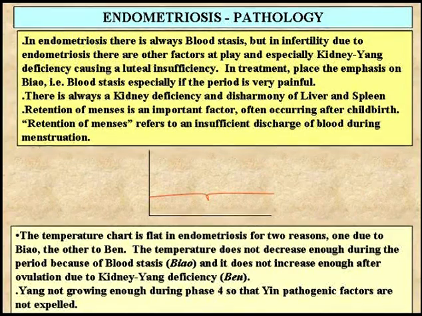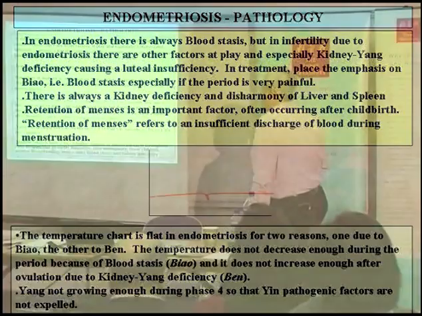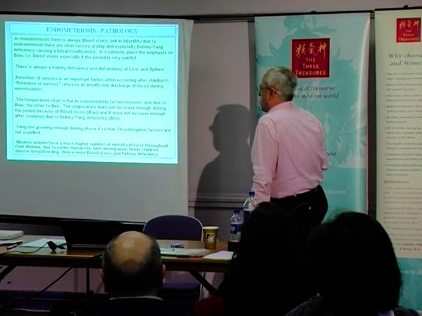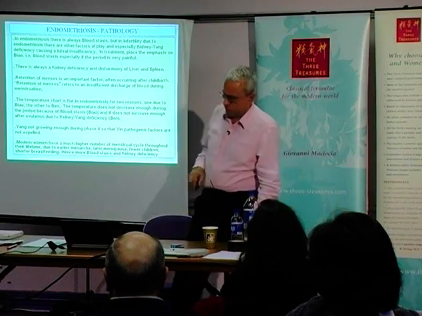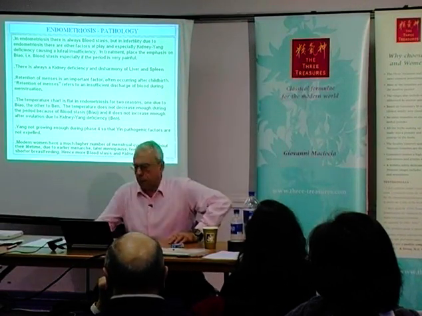Another factor in endometriosis is yang not growing enough during phase 4, and that's why sometimes I use warm the menses, but I'll give you some concrete examples. Ignore the last point, that's actually wrong. Okay.